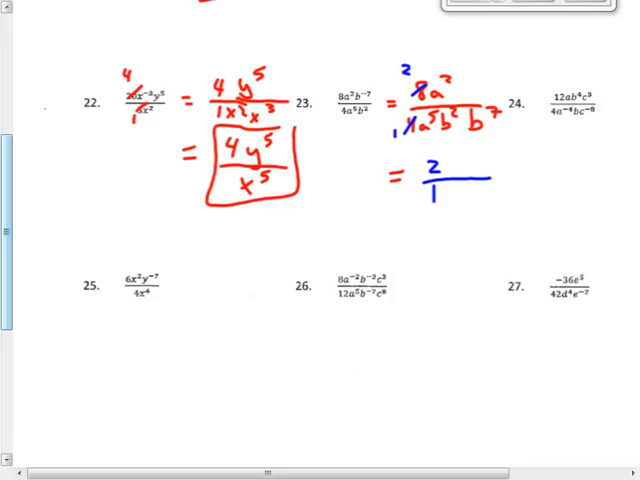I have 5 a's on the bottom and 2 a's on top. So the 2 a's on top are going to cancel with 2 of them on the bottom and leave me with 3 in the bottom. And then finally I've got 2 b's on the bottom, 7 more b's on the bottom. So I've actually got 9 b's in that denominator.